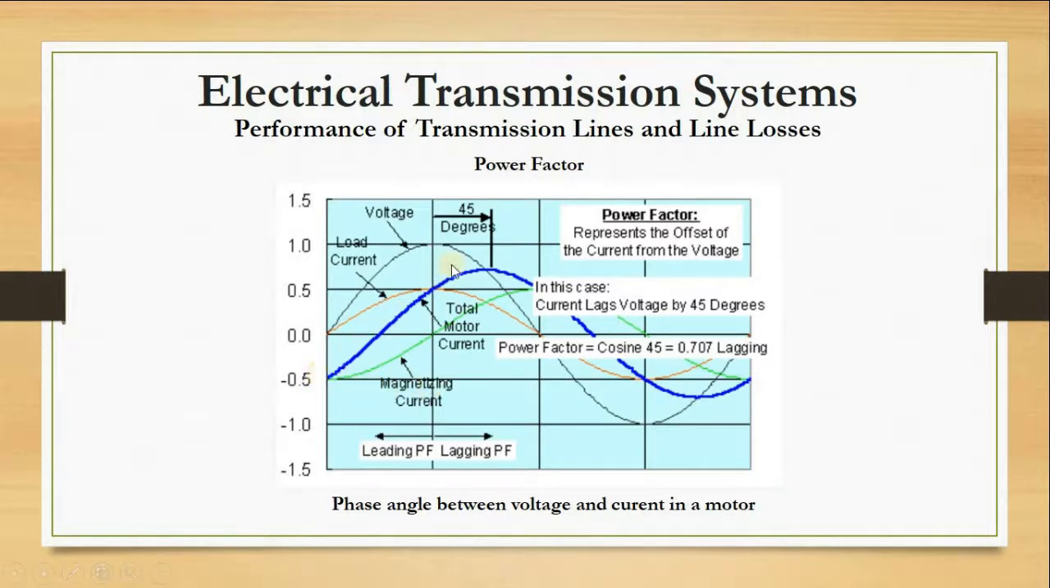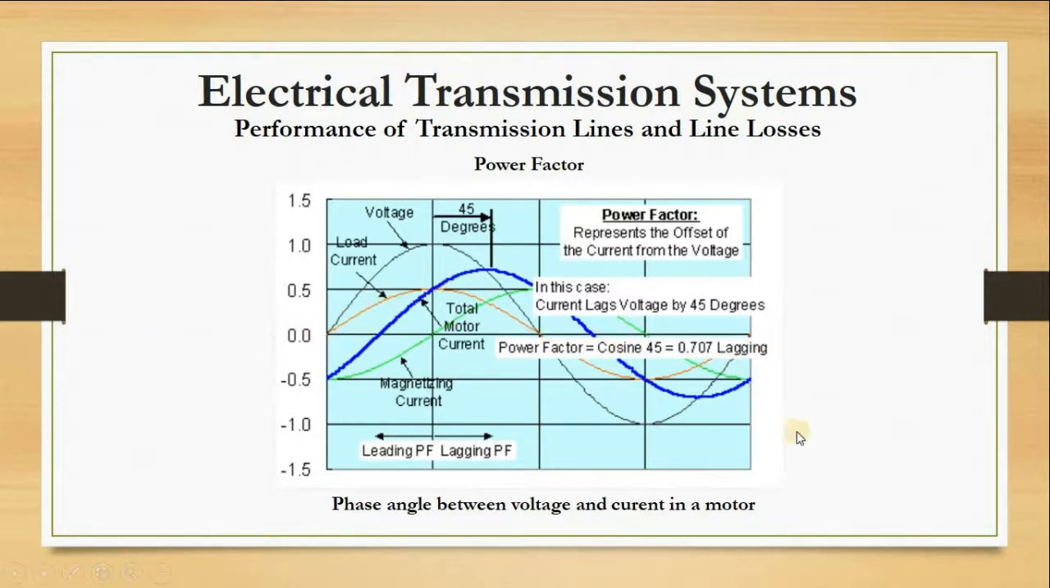So the total motor current also still lags the voltage. As you can see, the voltage covers about 45 degrees before the total motor current starts from the zero line. So this time, because of the resistive component, the voltage is not leading the total motor current by 90 degrees.